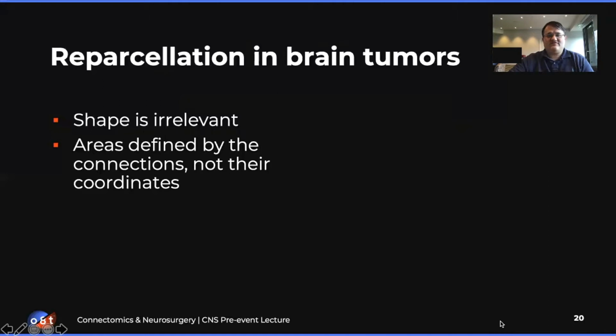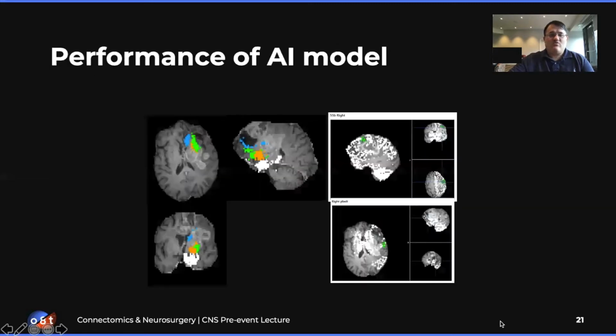One of the benefits of using a technique like reparcellation is that because it does not make assumptions about the shape of the brain, areas are defined by their connections, not by where they're positioned in space. And this makes it more robust to shape distortion. More importantly, it allows us to parcellate any patient to figure out where areas are and what the anatomy and connections are based on the anatomy of the connectome. And what we found is that this model performs remarkably well.